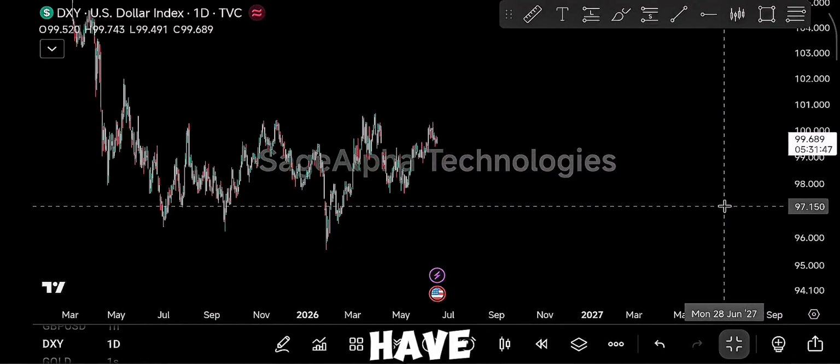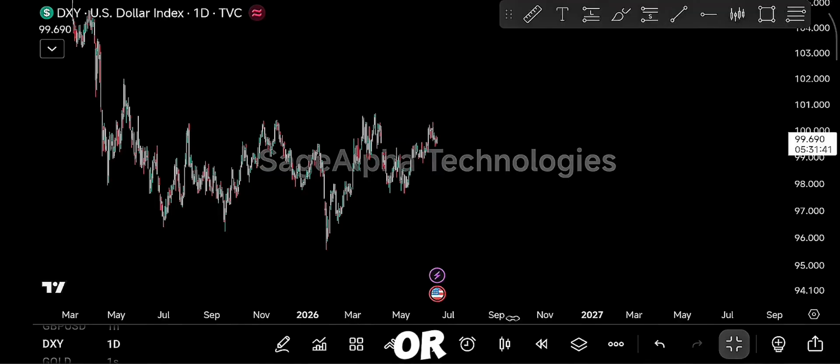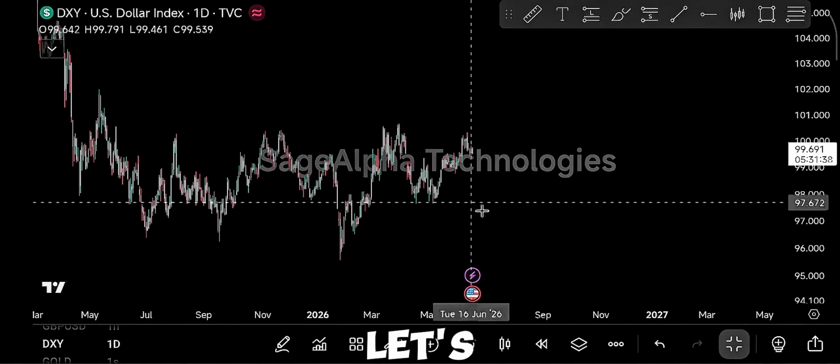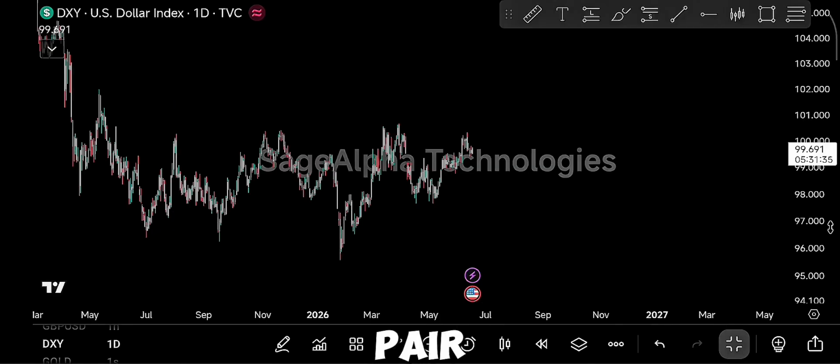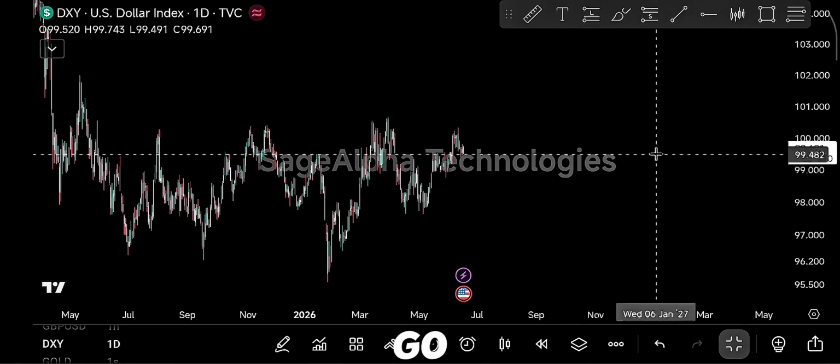Everyone, so we have roughly 30 minutes to the Fed decision for the rate, and also let's look at the dollar first of all before we move to another pair. The dollar is the king of the pairs in my own opinion, so that's where we go.